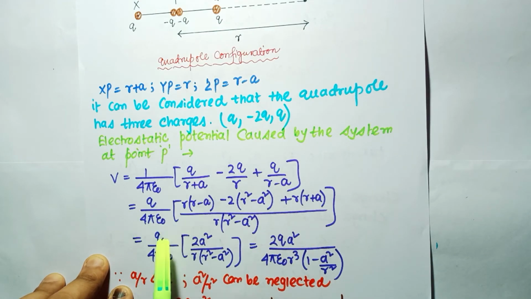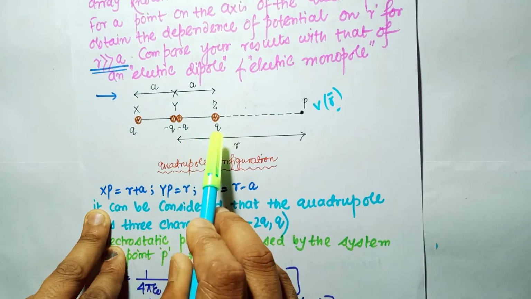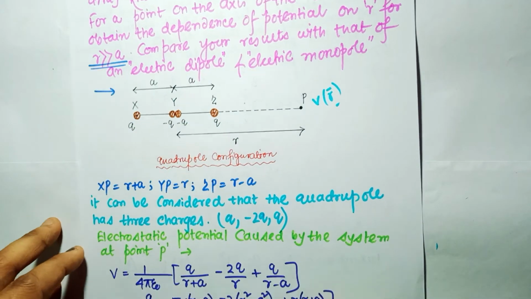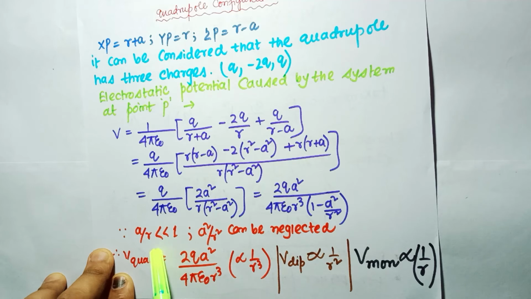So it comes out to be Q by 4 pi epsilon naught times 2a square divided by r times r square minus a square. That is 2Qa square divided by 4 pi epsilon naught r cube times 1 minus a square by r square. Now I assume that the distance between the charges, a, is very small compared to r. So a by r is very much less than 1, and the a square by r square term we can neglect. So V quadrupole comes out to be 2Qa square divided by 4 pi epsilon naught r cube. So for the quadrupole the potential depends on 1 by r cube.